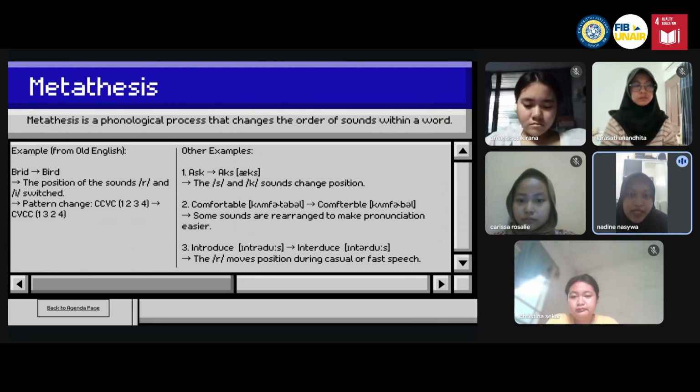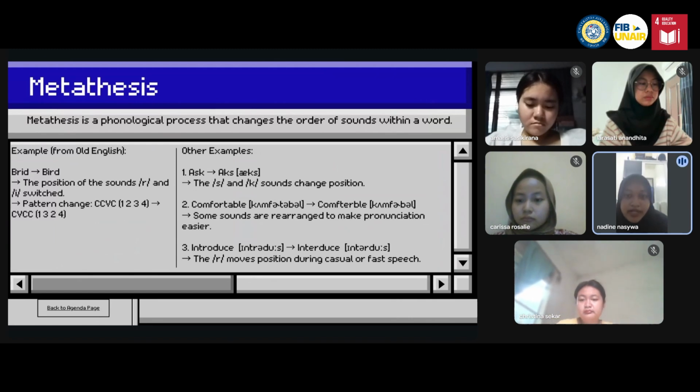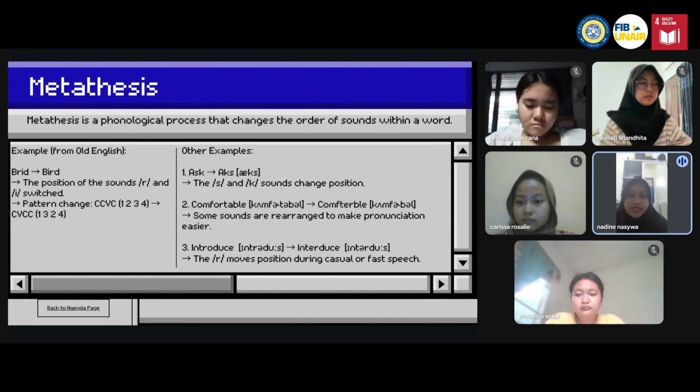And for the other examples, first is ask becoming aks. The S and K sounds change positions. The second is comfortable becoming comfterble. Some sounds are rearranged to make pronunciation easier. And the last is introduce becoming interduce. The R moves position during casual or fast speech. We also see this small change makes pronunciation easier and more natural in real conversations.